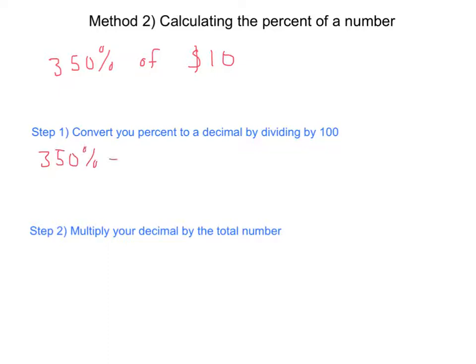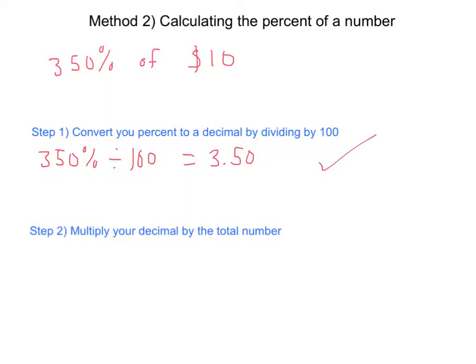And it's saying to divide by 100 to get it out of that percent. So 350 divided by 100 is going to be 3.50. So now we've got our decimal. Good. Check, we're good to go.